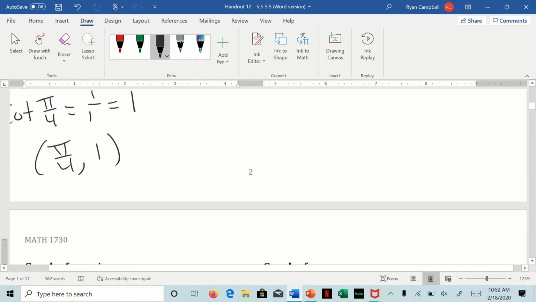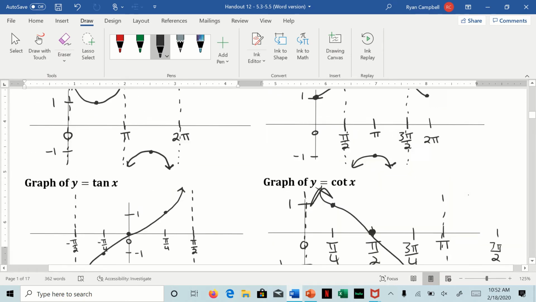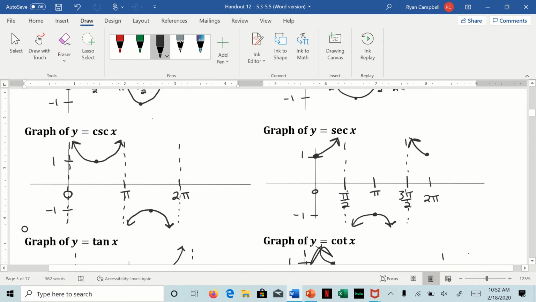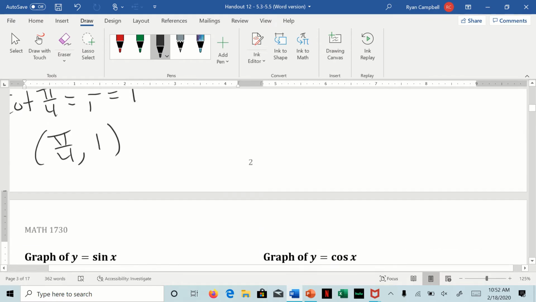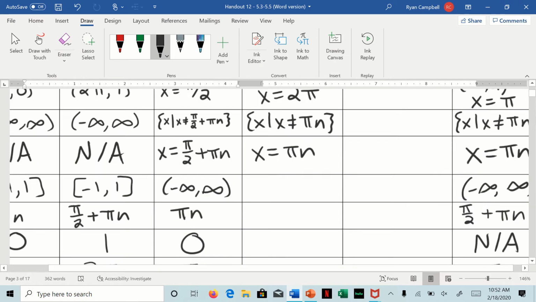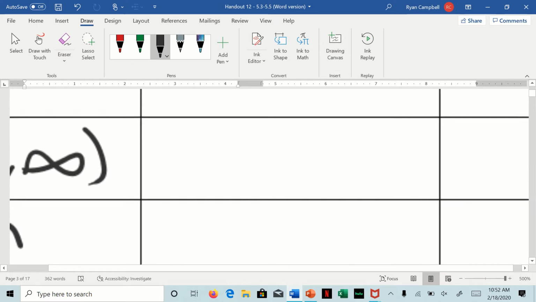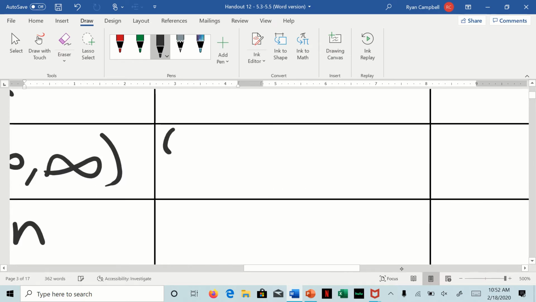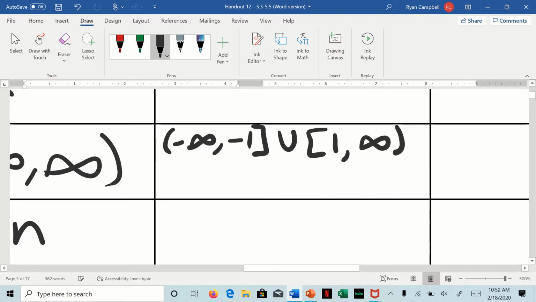What's the range? Some of y'all might think all real numbers, but if you notice, it never goes between 1 and -1 on the range. So the way that we would write that is, it goes from -infinity to -1, including -1, up to 1 to infinity.